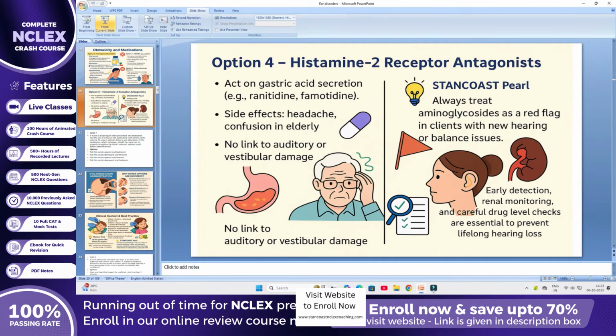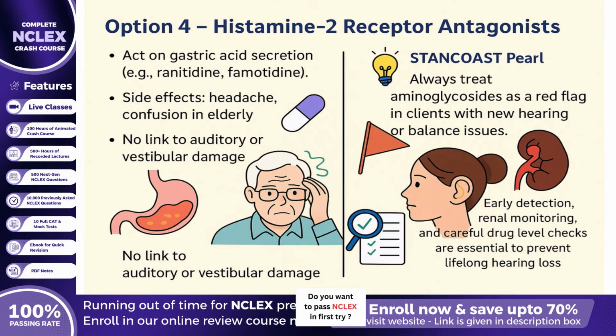Finally, when we analyze option 4, the histamine 2 receptor antagonist, such as ranitidine or famotidine, their primary action is on gastric acid reduction. Their most common side effects include headache or confusion in older adults, but they have no link to auditory or vestibular damage. Hence, they are the least likely explanation for the client's hearing loss.